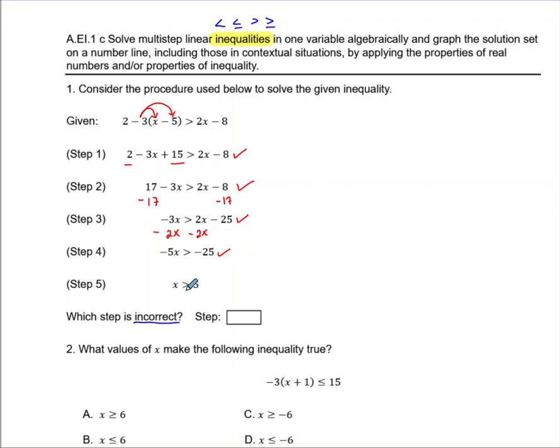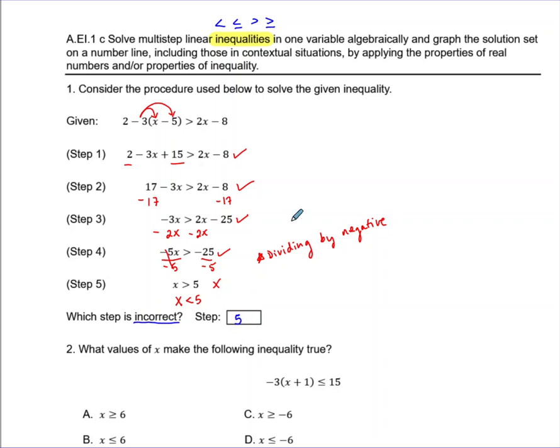Then there must be something wrong in this last step. To get x by itself, we need to divide both sides by -5. Then you copy this down, and this step is incorrect, because one thing you have to remember is when you're dividing by a negative, you have to flip the sign. Dividing by a negative, you have to change the sign. So my answer would actually be x less than 5. So there is something incorrect in step 5.